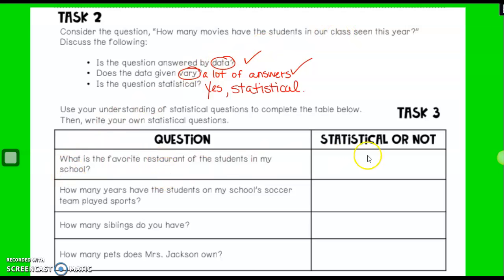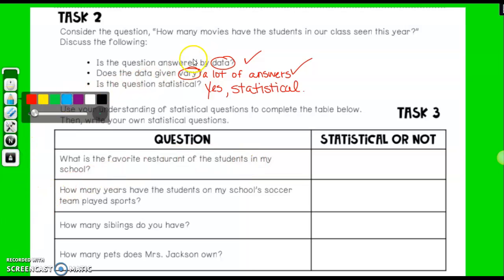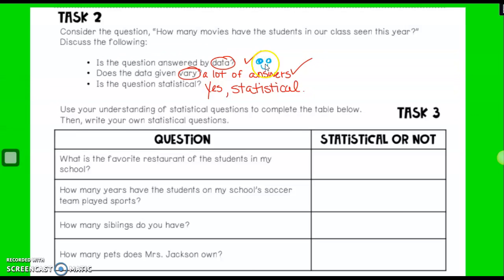So let's go down here to these 4 questions. Now I want you to pause the video here and try to answer these on your own as to whether you think they're statistical or not. So pause it here. Did you pause it? All right. So now that you've paused it and come back, what is the favorite restaurant of students in my school? So let's answer these questions up here. Is the question answered by data? Can you produce a variety of answers?